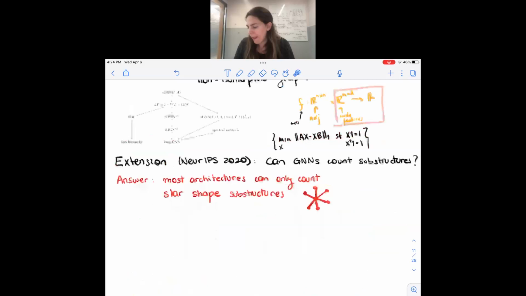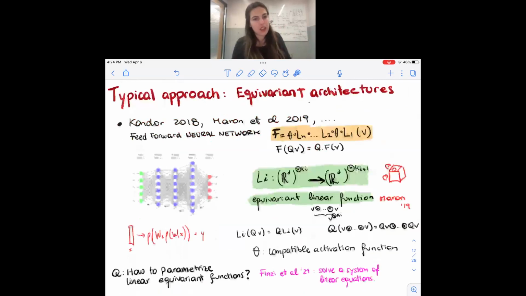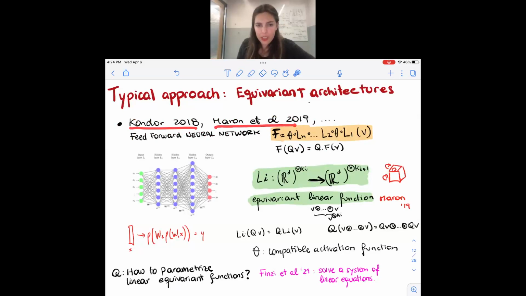Switching gears to a more general discussion. I'm going to tell you a little bit about how people implement group equivariant architectures for any group. This is based on a paper by Cohen in 2018, and then a paper by Maron in 2019, where they call them group equivariant neural networks. And the idea is that, say you have a standard neural network, like this one.